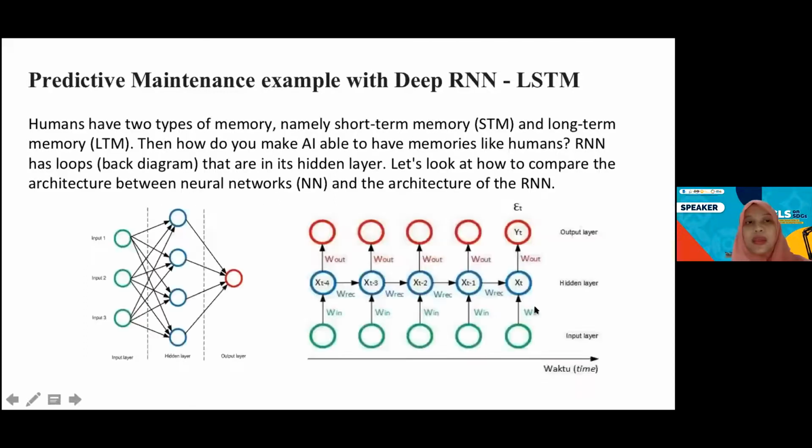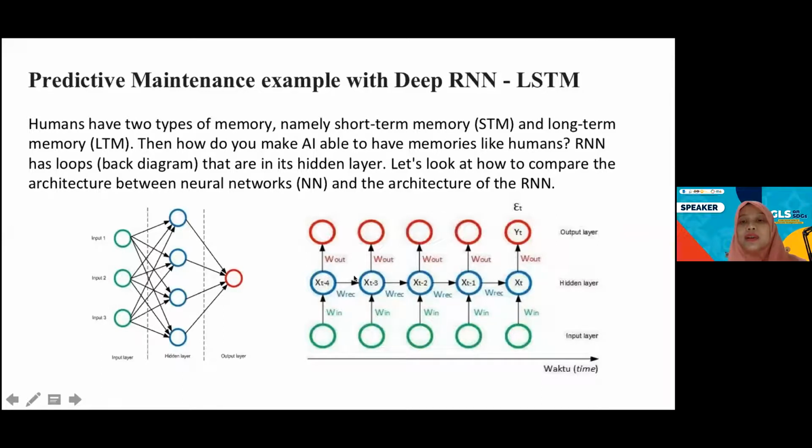So, this is why we use a recurrent neural network. We can see the difference between a basic neural network and a recurrent neural network. Humans have two types of memory, short-term memory, STM, and long-term memory, LTM. Then how do we make AI able to have memories like humans? If we look at this image, we can see that the RNN has a loop, or feedback diagram, in its hidden layer.